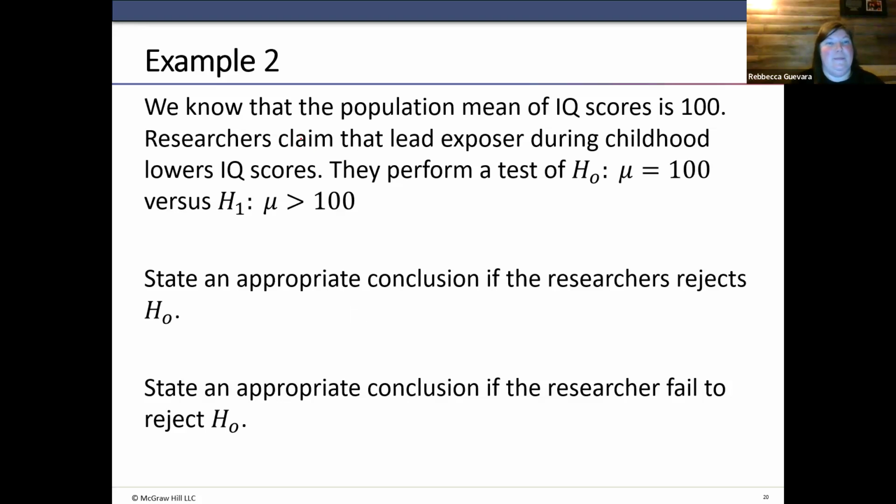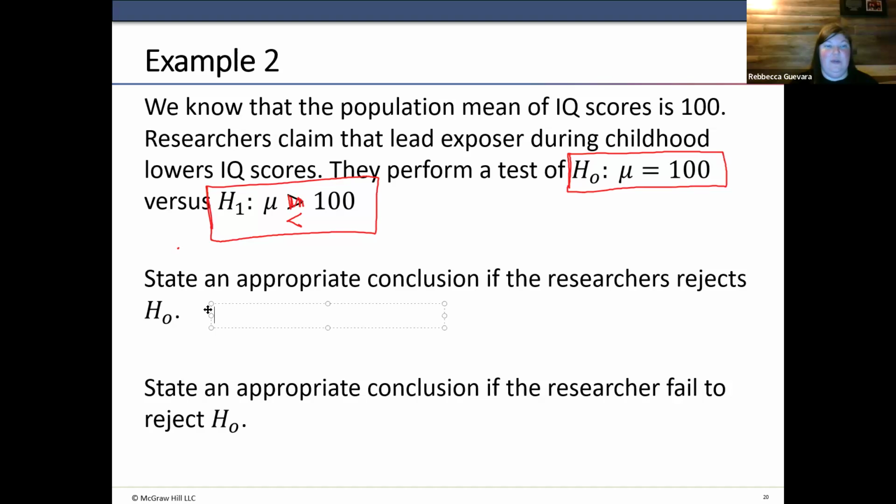So just bringing this one up again. We know that the population mean of IQ scores is 100. Researchers claim that lead exposure during childhood lowers IQ scores. They perform a test where our null hypothesis is that those exposed to lead still have an average IQ of 100, versus the alternative hypothesis, which is that their mean IQs are actually less than 100. So we think that they've gone down. State the appropriate conclusion if the researcher rejects the null hypothesis.